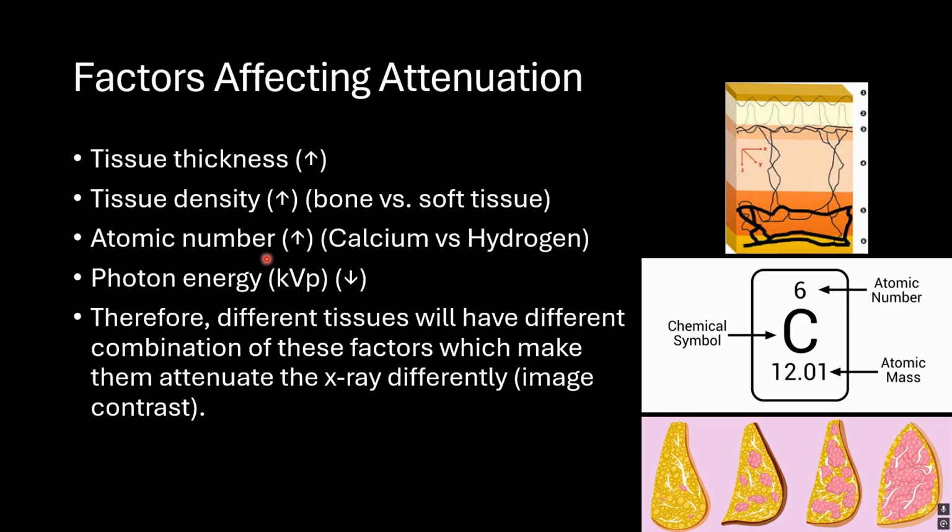Next, we have the atomic number. When we have a tissue with a high atomic number, for example calcium, it will attenuate more from our beam than hydrogen. For the photon energy, when we have a high photon energy, for sure we will have less attenuation of our beam. Therefore, different tissues will have different combinations of these factors, which makes them attenuate the X-ray differently, eventually making our image contrast. And that's it for today's lecture, and I'll see you in the next one.